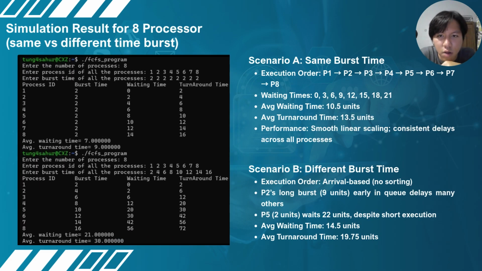The same scenario is carried out for 8 processes. The number of processes increased to 8 for these simulations, and we get the result that the average waiting time is increased to 10.5 units, while the average turnaround time is also increased to 13.5 units. It's gradually increased compared to scenario B, which is in different burst time. It increased a lot, as the average waiting time is increased to 14.5 units, while the average turnaround time is increased to 19.75 units.